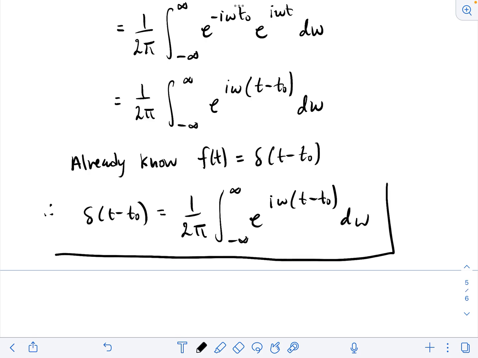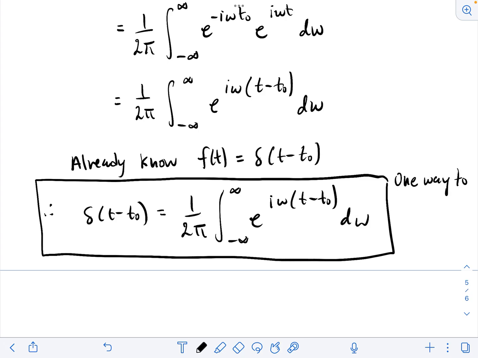And so what we've come up with here is one way of coming up with a mathematical expression for the Dirac delta function. So this is one way to express the delta function mathematically. In fact, one of the reasons I did this is because I think we're going to make use of this result maybe a week or two down the road. So just keep this in the back of your mind.